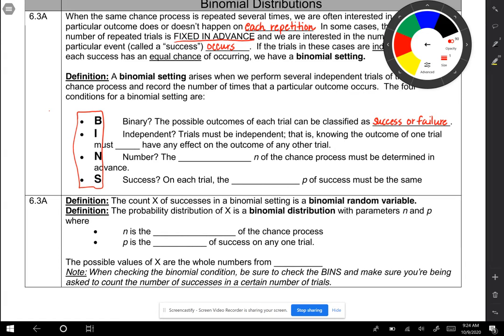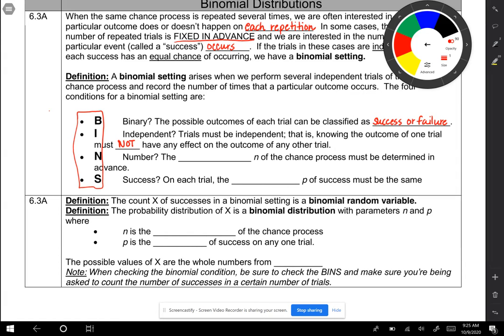I means independent. Trials must be independent. That is, knowing the outcome of one trial must not have any effect on the outcome of any other trial. So if I were to give extra credit and choose students, and George got selected to do extra credit, and then he got selected to do extra credit again, that would be independent.